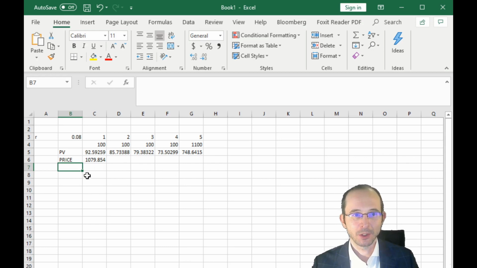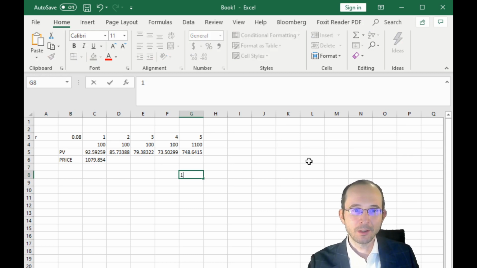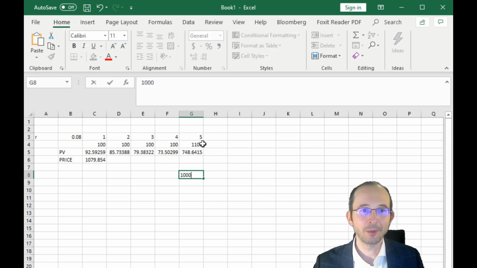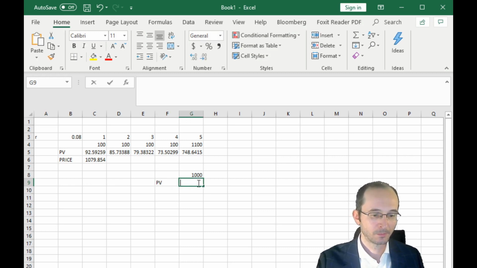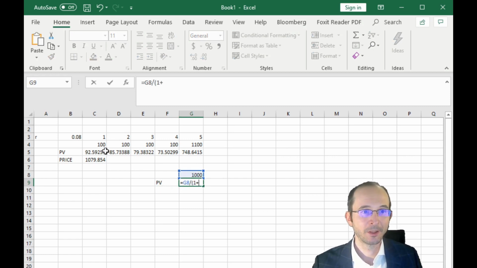But now let's just check that our formula works. Remember, we can also express the same bond as the present value of an annuity plus the present value of that last zero coupon that is just the face value. So if we want a zero coupon that is just the face value, that means in year 5 we would get just 1,000. So the present value of that would be 1,000 over 1 plus our discount rate.